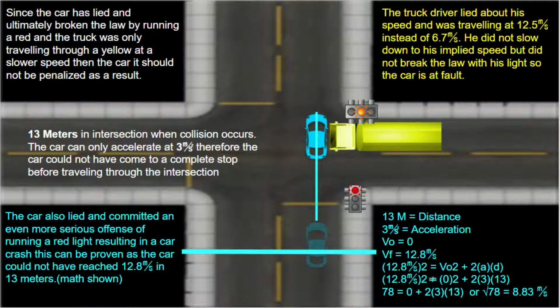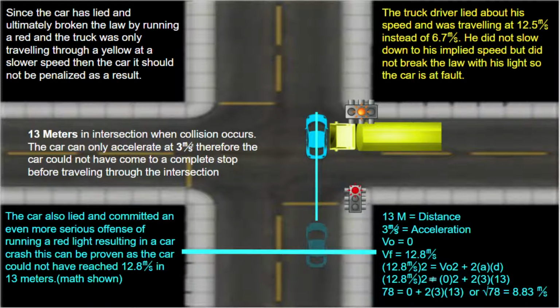Since the car lied and ultimately broke the law by running a red, and the truck was only traveling for a yellow at a slower speed, the car would be penalized as a result. Since we know that the collision occurred 13 meters into the intersection, and that the car can only accelerate at 3 meters a second squared, we can solve that its final velocity should have been 12.8, but the numbers don't actually work out to prove it as being 12.8.